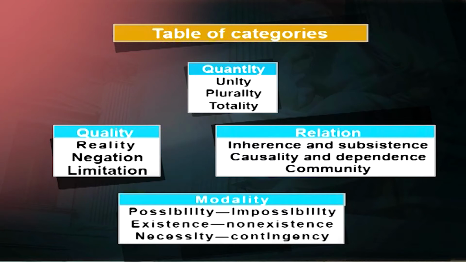Relation, divisions, inherence and subsistence. Causality and dependence, community. Modality, divisions, possibility, impossibility, existence, non-existence, necessity, contingency. The analysis of the logical structure of judgments, followed by the deduction of the 12 categories of understanding from the structure of these judgments, is called the metaphysical deduction of the categories.